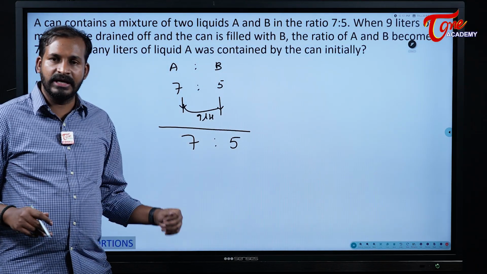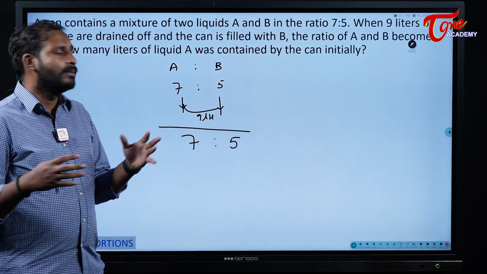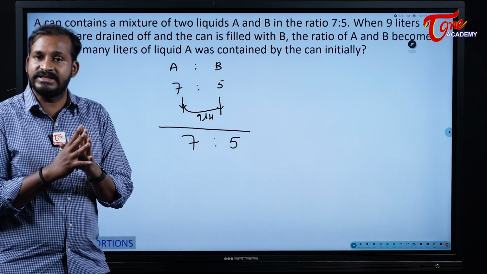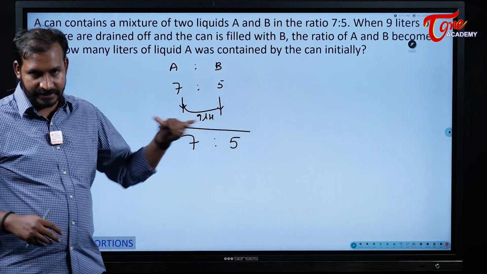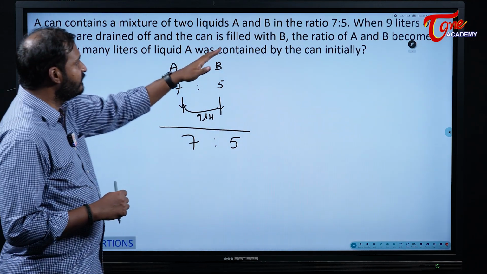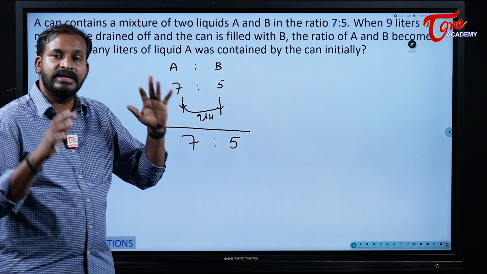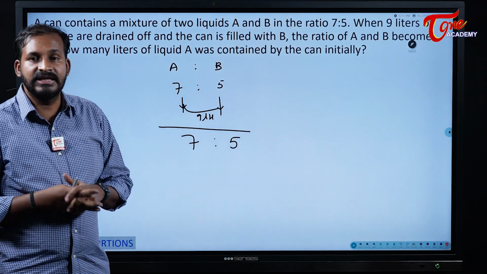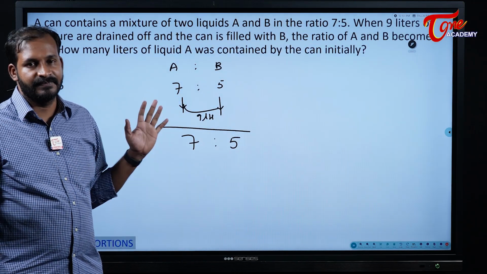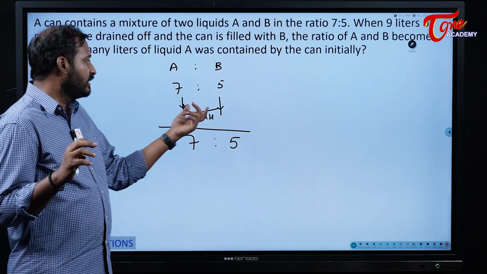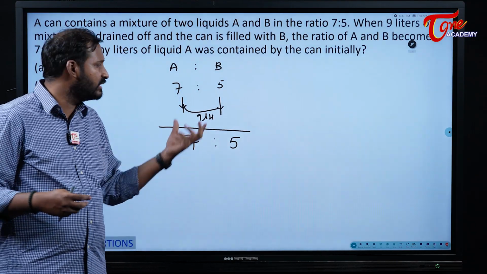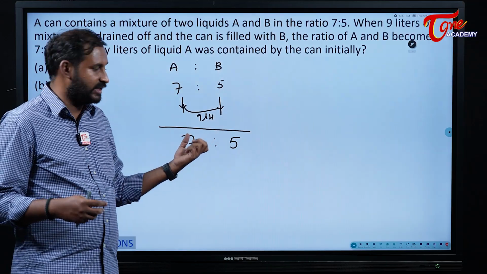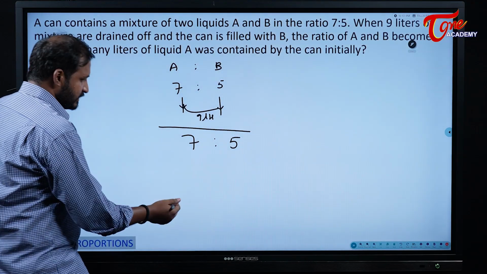Why? Because when I draw 9 liters, it will come out in the same proportion, so the ratio inside will not get changed. It will change only when I add liquid B. When it is filled with liquid B, then the ratio changes. Else the ratio remains same. When I draw 9 liters or 10 liters, it comes out in the same proportion and the ratio remains same initially.